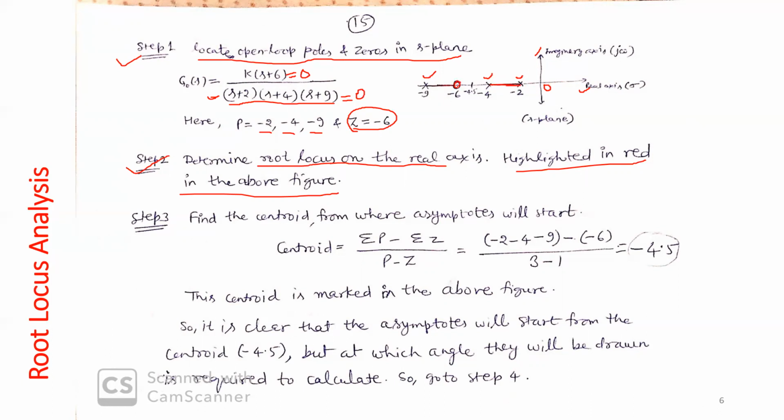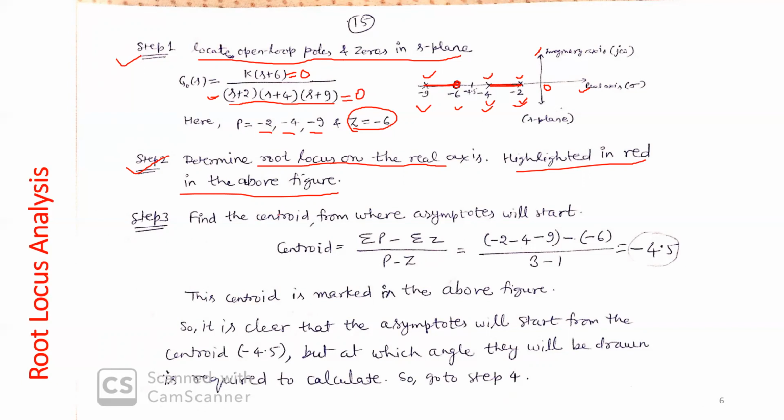Look at -6. On the right hand side of -6, you have 2 points, -4 and -2, which is an even number. So there will be no root locus between -6 and -4. Look at -9, the right hand side of -9. How many points are there? 1, 2, 3. And 3 is an odd number. So there will be root locus between -9 and -6. So we have this highlighted, which I highlighted in red. These are the root locus on the real axis. Clear?